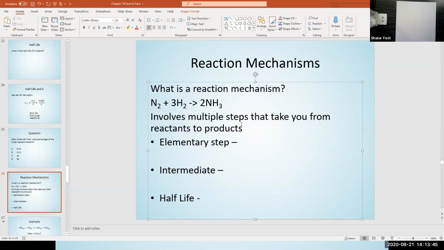Something that we're going to have to define again in just a minute. So some type of step. Elementary step, written right there on the slide. It involves multiple elementary steps that take you from reactants to products.